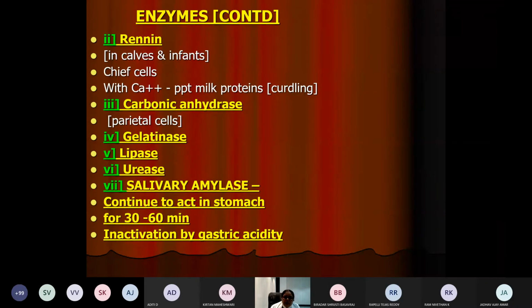Enzymes continued. Next, renin in calves and infants, from chief cells, with calcium precipitates milk protein. Carbonic anhydrase, gelatinase, lipase, urease, and salivary amylase continue to act in stomach for 30 to 60 minutes. Inactivation by gastric acidity.